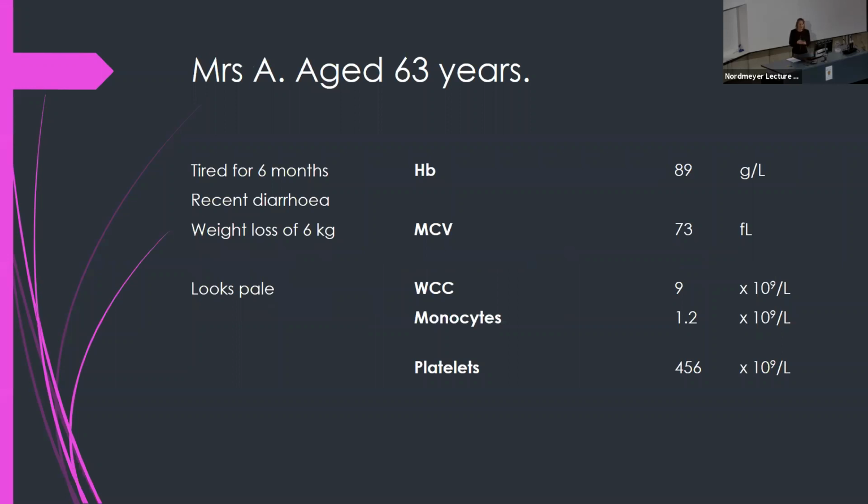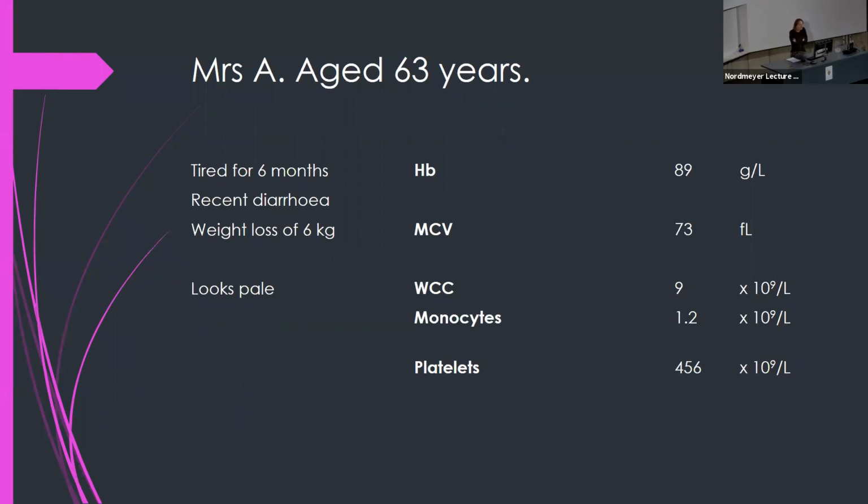So onto the cases. The first one, I've been very unimaginative and called them by letters of the alphabet. Mrs. A, who's 63, has been tired for about 6 months. She's had a change in bowel habit, recent diarrhea and weight loss. So already you've probably got a couple of things in mind.